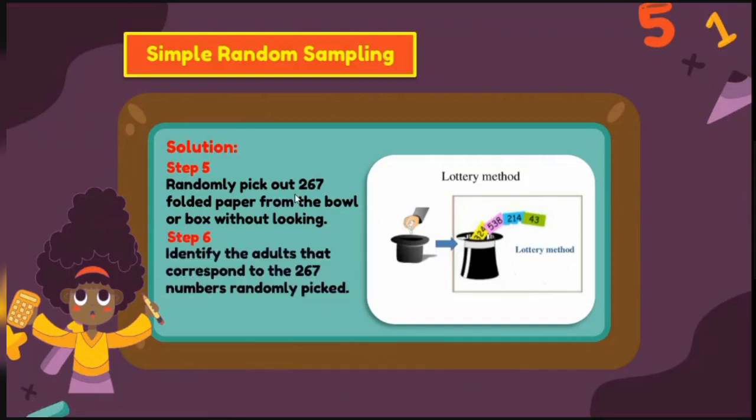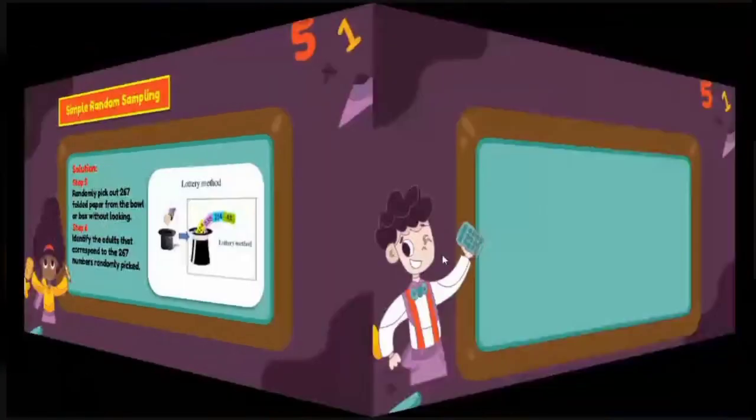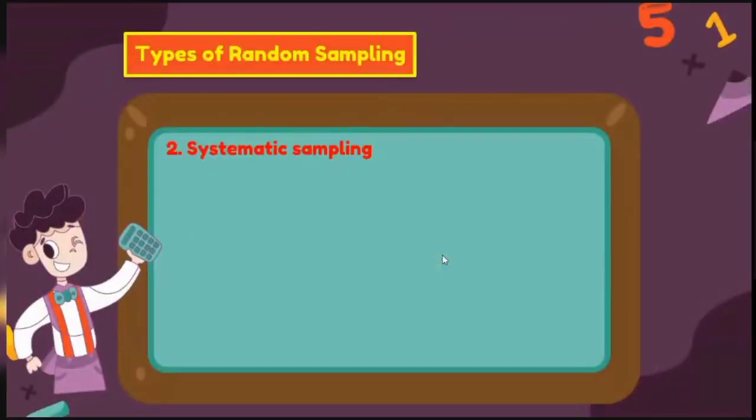Then for step 6, identify the adults that correspond to the 267 numbers randomly picked. So going back to our first step, 'di ba? Meron tayong list of numbers and we have the list of adults or the list of names of the following adults. So kukunin lang natin yung total of 267 numbers na makukuha natin by applying this lottery method. So we're done with the first part.